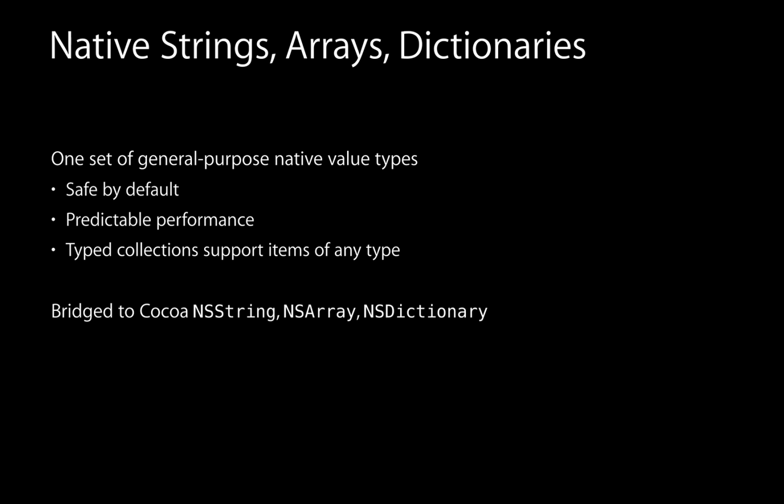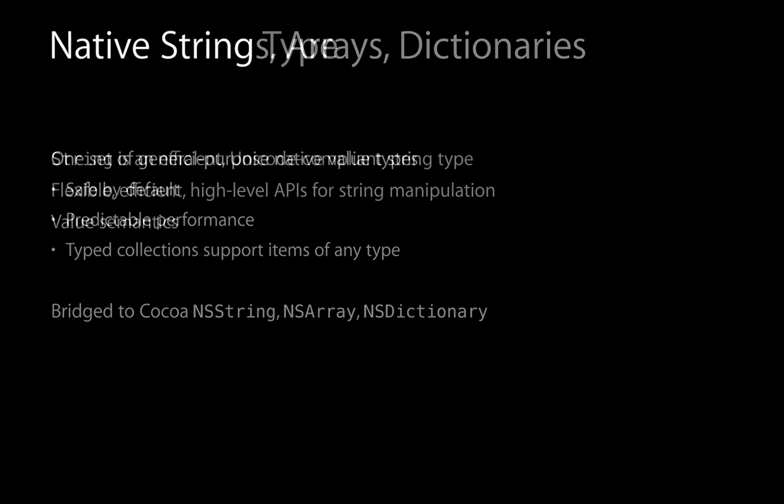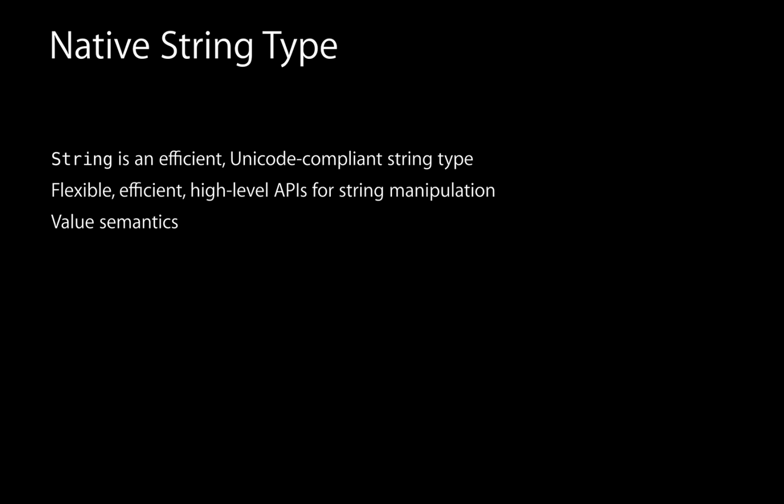Now, to support having this one notion of one set of general purpose native value types, we're going to bridge from Cocoa's NSString, NSArray, NSDictionary into the Swift native equivalents. So let's first talk a little bit about the native string type itself.